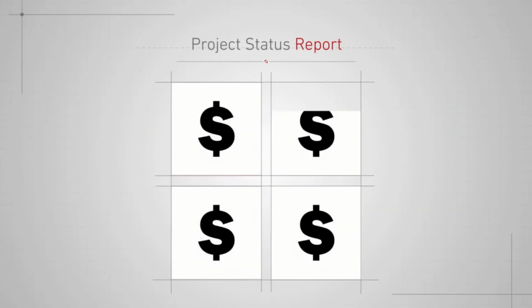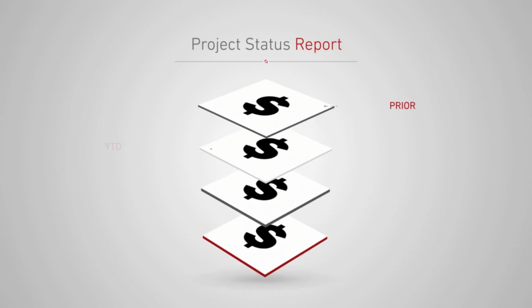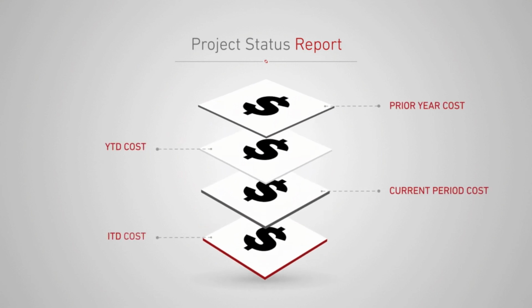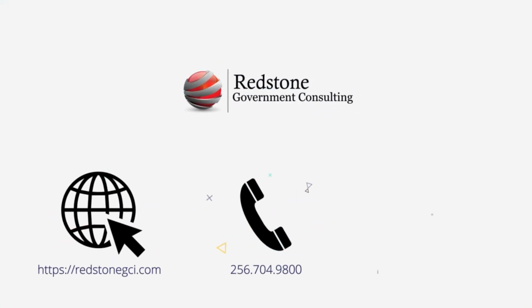On the project status report, you can see prior year cost, year-to-date cost, current period cost, and inception to date cost. If you need reports that can give you project cost for a time period range and you need to get this information on a regular basis, you would now need to look at a business intelligence custom reporting solution.